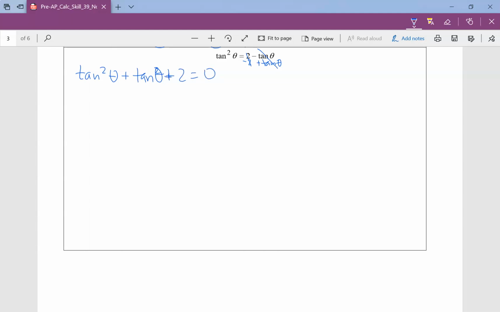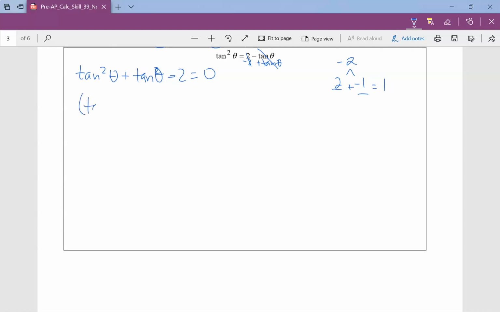And when I look at this, this is something I can factor, so it multiplies to 2 and adds to 1. Well, let's see. So what multiplies to 2 and adds to 1? Whoops, I put plus 2. I was like, wait a minute, something doesn't seem right. That should have been -2, sorry. So we wanted to multiply to -2 and add to 1. So that would be 2 and -1. Okay, so sorry about that.